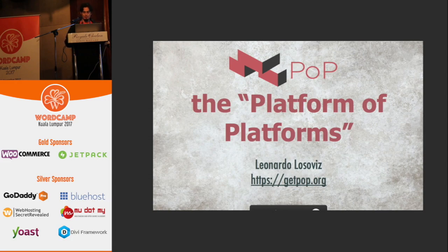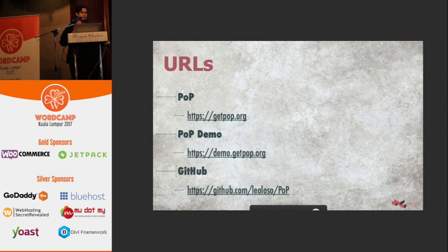It's called Platform of Platforms. So there are three URLs that you can pay attention to. The first one is getpop.org. This is the website. You have documentation, you have the explanation of how it works. Then you have a demo that you can play with. I will encourage you to go to this demo, which is demo.getpop.org, and play with it. Also try to destroy it if you can. I hope you cannot though. And finally, GitHub. So this is all open source. If you're a developer, if you like this idea, go ahead, contribute.